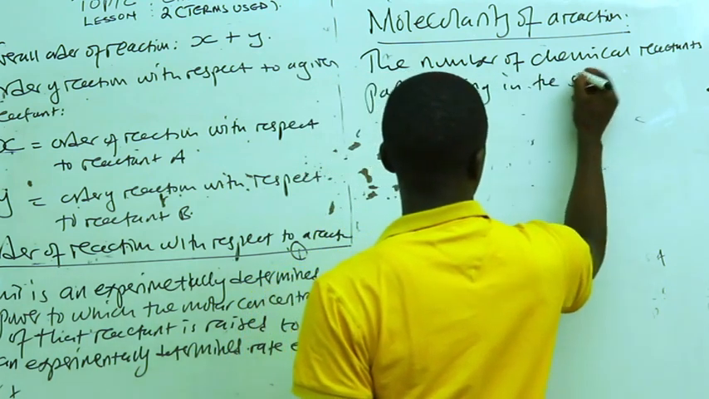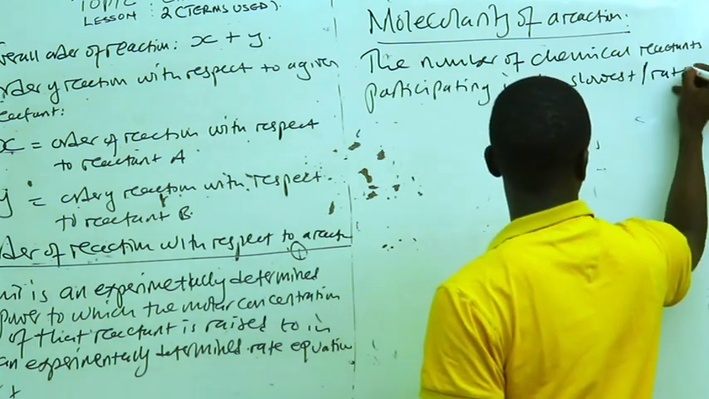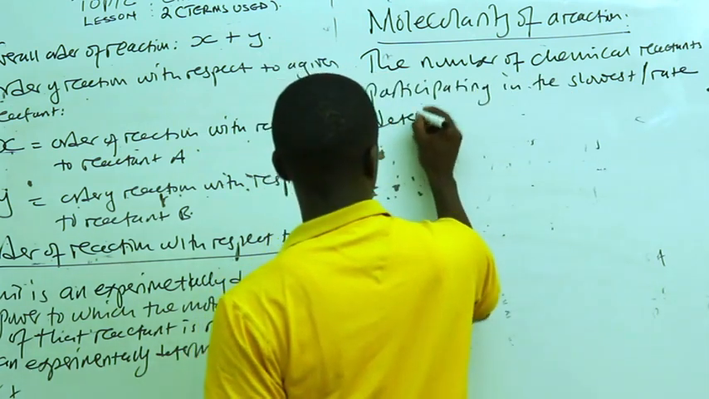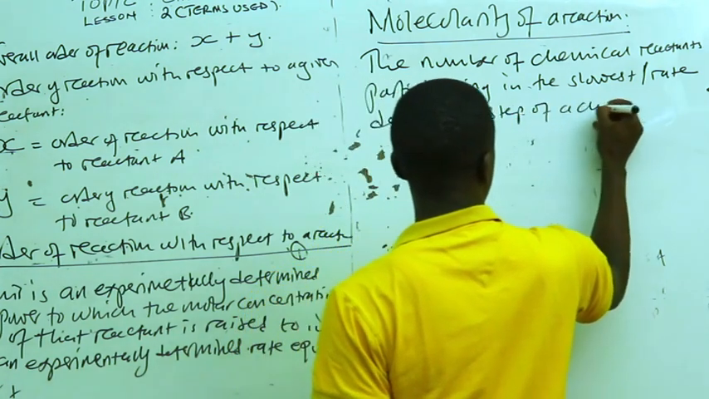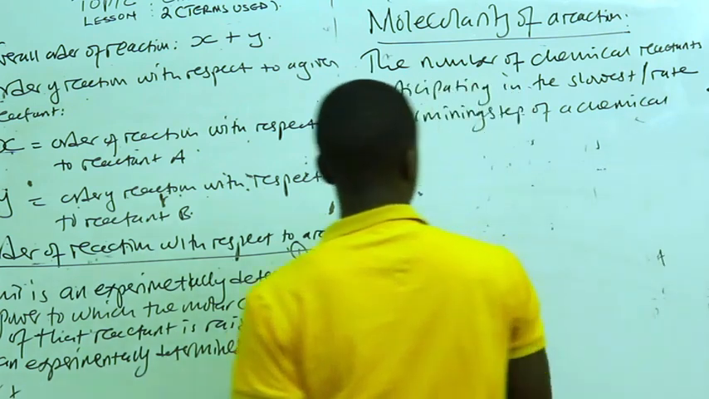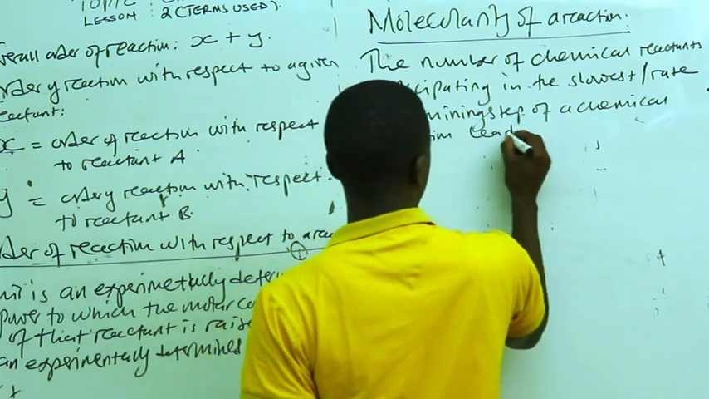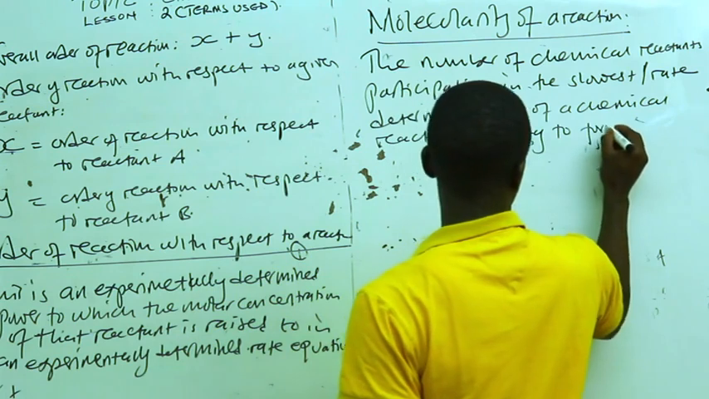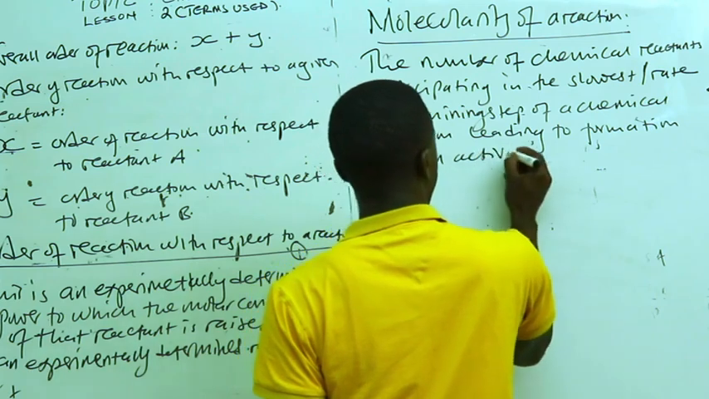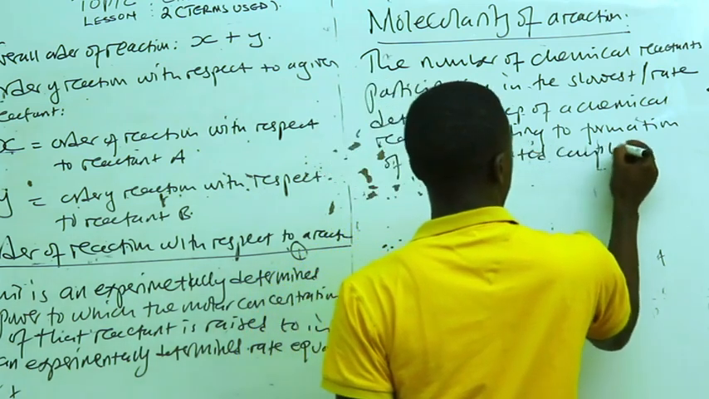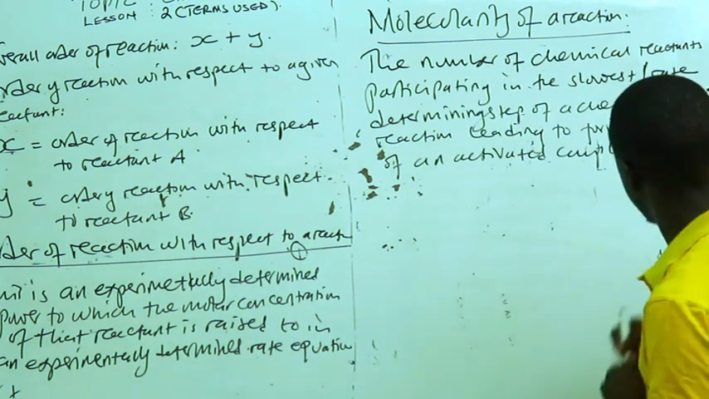in the slowest step. Slowest is also called rate determining step of a chemical reaction, of course leading to formation of an activated complex. The rate determining step is the one that leads to formation of the activated complex.